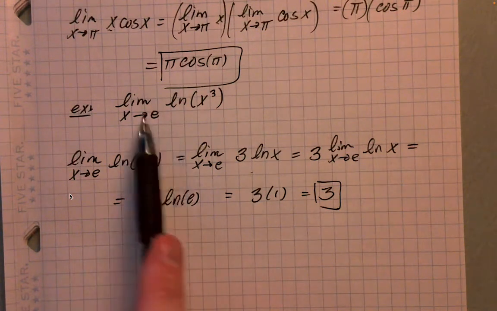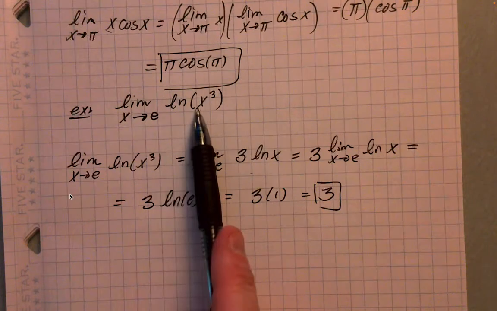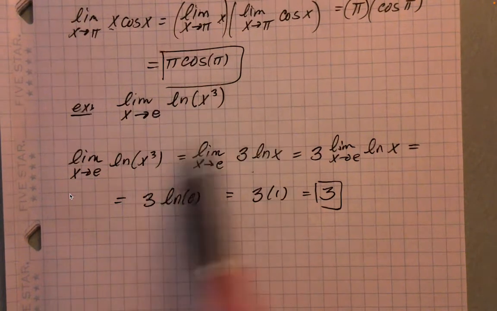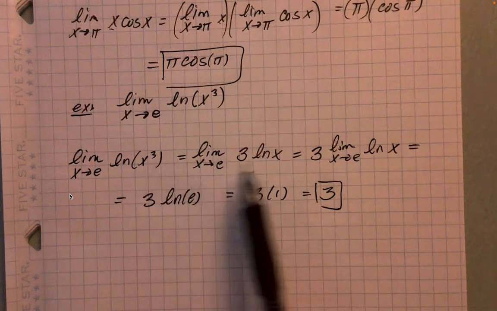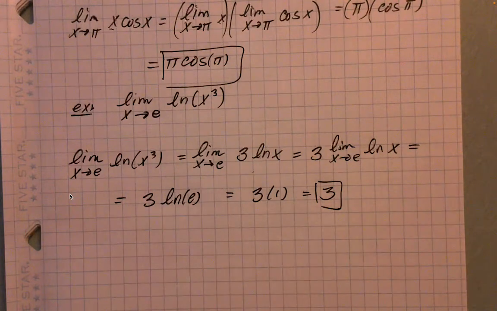So in a function like this, where it isn't really obvious that the value of the limit is 3, you can go through and piece by piece pull it apart using properties of logarithms, properties of limits, and then of course the fact that natural log of e is 1.